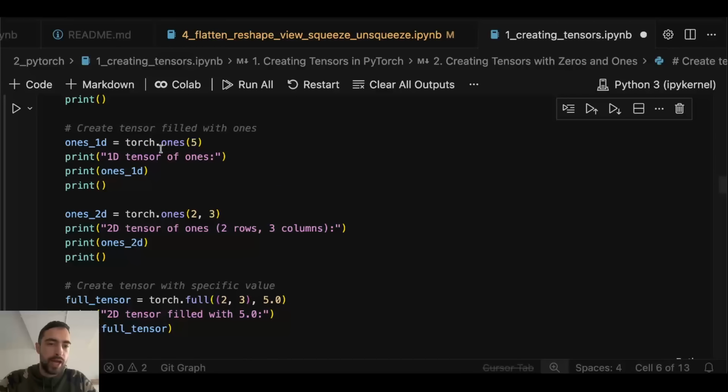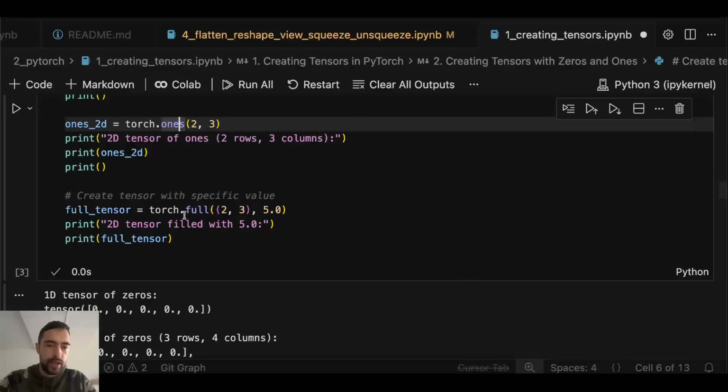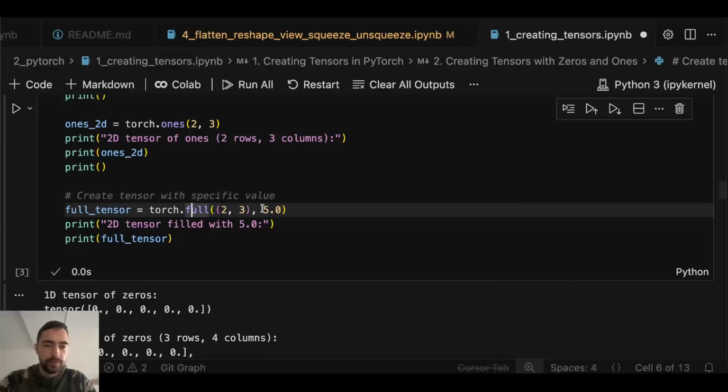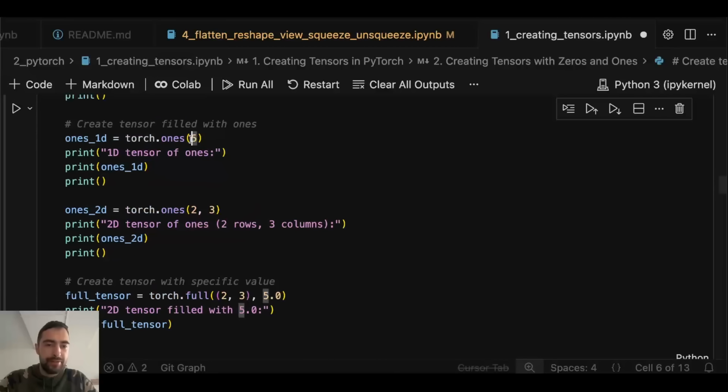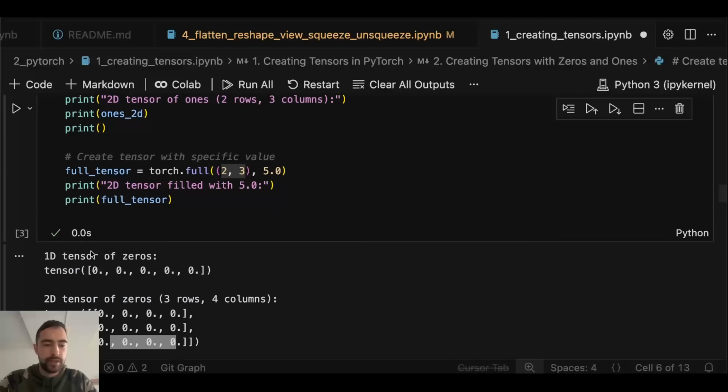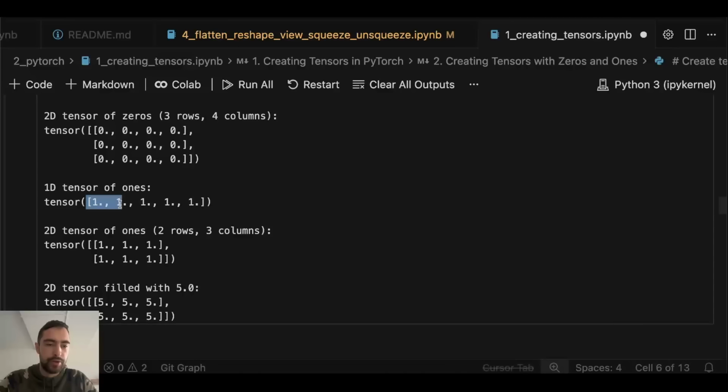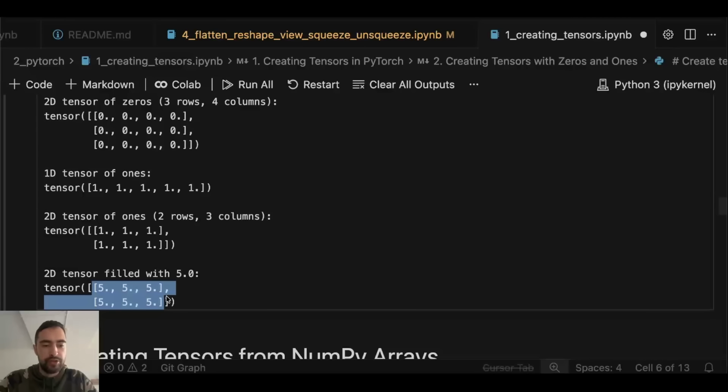We have ones and this full, where we can specify the value. So ones 5 will create an array of 5 ones, or a matrix of ones. Let's see what it looks like. So an array of 5 ones, or a matrix with this shape, or a matrix where each value is 5.